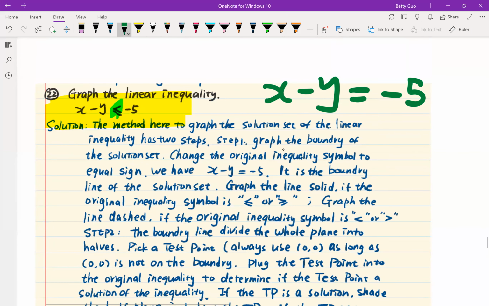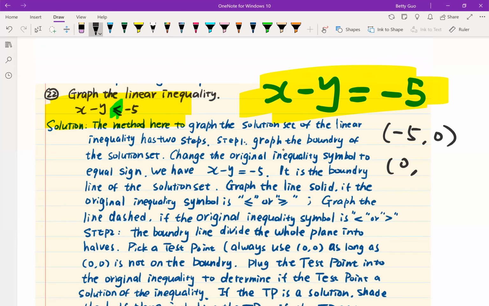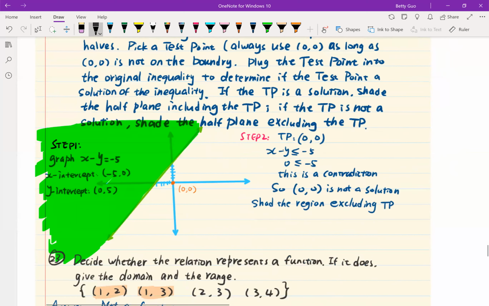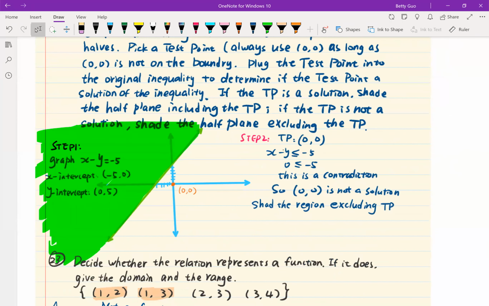Since the equation right now is in the standard form, you can find the x-intercept and the y-intercept. Make y be 0, x is -5. Make x be 0, y is 5. So this is the x-intercept, this is the y-intercept. Plot the 2 points. X-intercept -5, 0, y-intercept 0, 5. You connect the 2 points, you will have the boundary line. You're going to draw the boundary line solid.